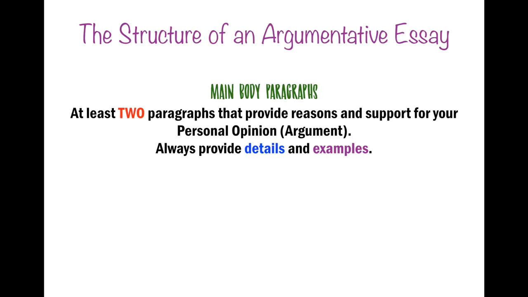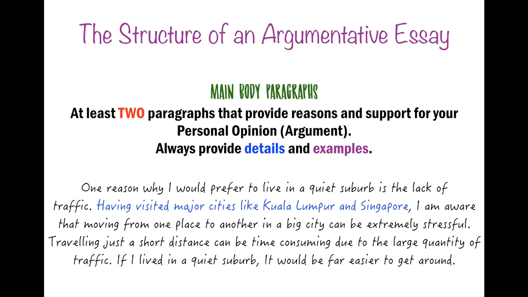So, here's an example. The paragraph says, one reason why I would prefer to live in a quiet suburb is the lack of traffic. Having visited major cities like Kuala Lumpur and Singapore, I am aware that moving from one place to another in a big city can be extremely stressful. Traveling just a short distance can be time-consuming due to the large quantity of traffic. If I lived in a quiet suburb, it would be far easier to get around.